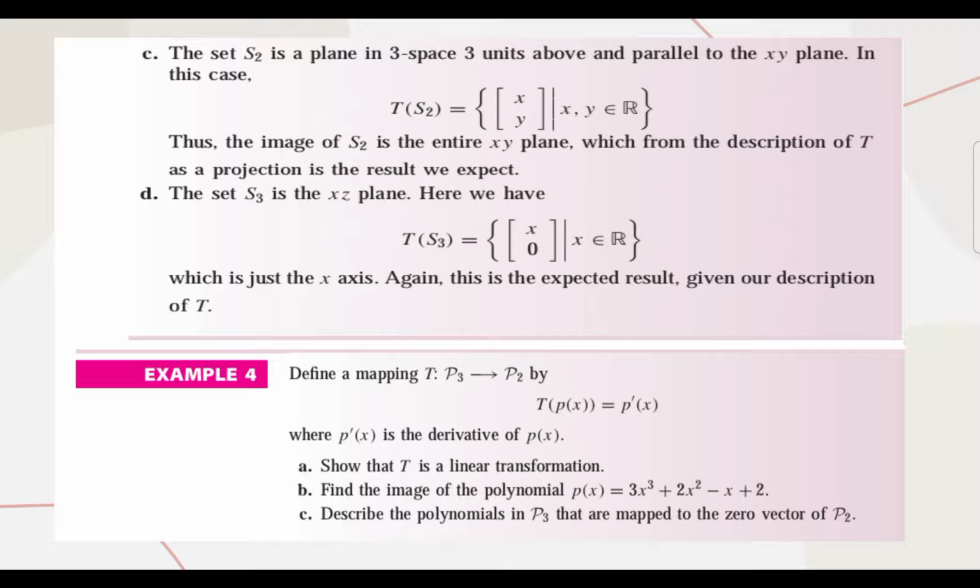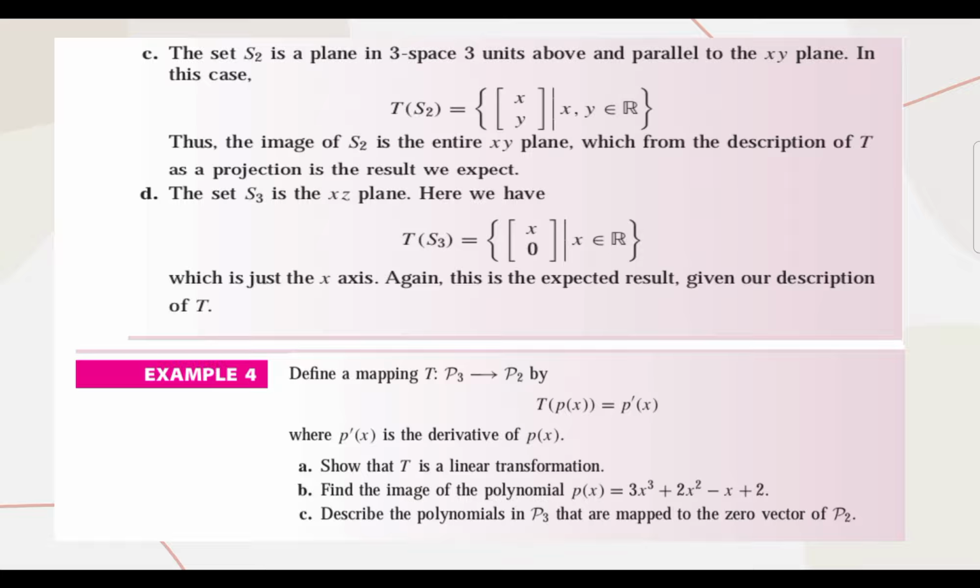So in example 4, define the mapping T from P3 to P2 by T(p(x)) = p'(x), where p'(x) is the derivative of p(x).